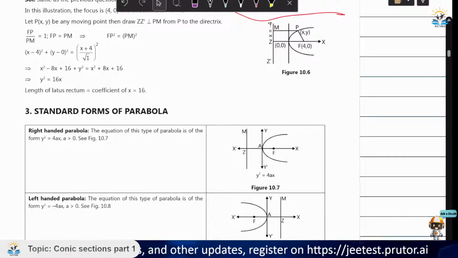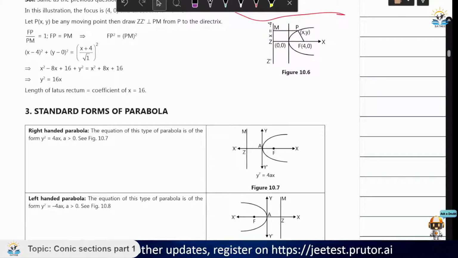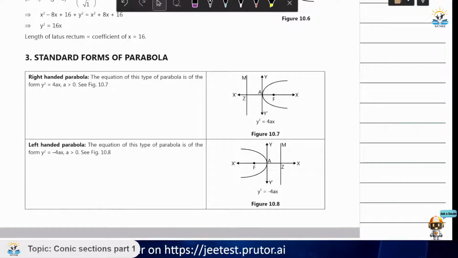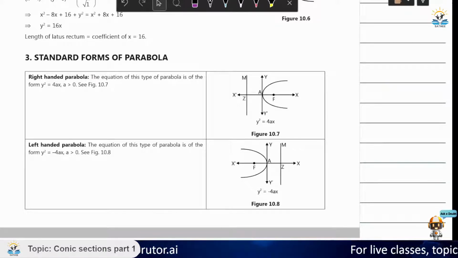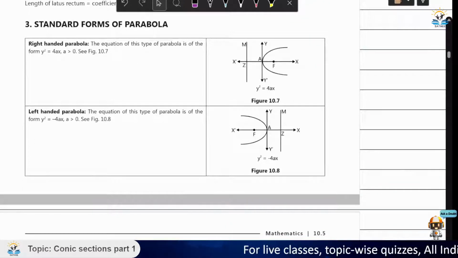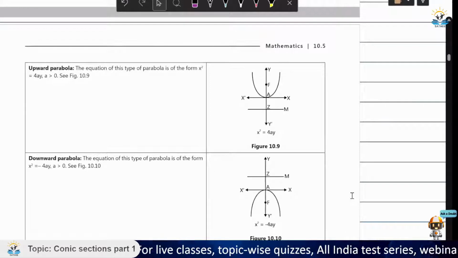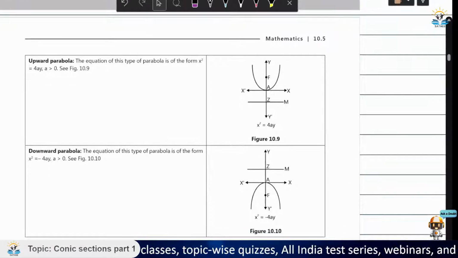Okay. So now getting back to the standard form of parabola. You see what the standard form of parabola is? y square is equal to 4ax, right? Then this is the right-handed parabola. Here a can be negative as well. If a is negative, then what we get here is the left-handed parabola. Okay, now moving on. We have an upward parabola, we have a downward parabola.